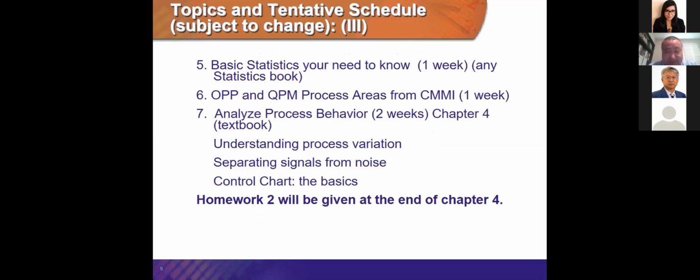One highlight of this class is analyzing process behavior, so understanding variation. For example, this happens everywhere during the software development process. Suppose we have a testing team doing system test, using the same testing environment, same testing team, same testing criteria, same testing coverage in terms of test cases and everything. But every time you conduct a system test, the defect density discovered will always be different.